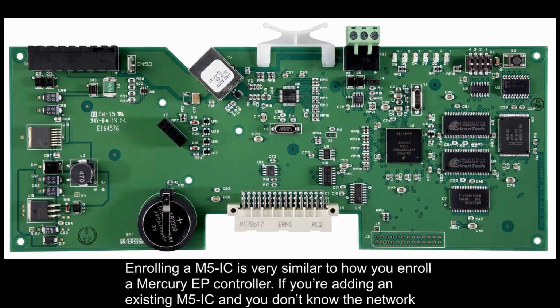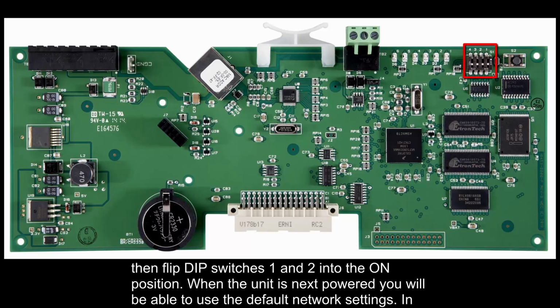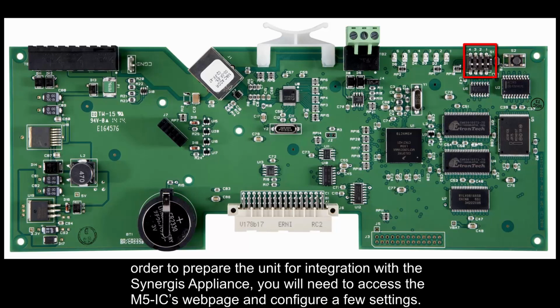Enrolling an M5 IC is very similar to how you enroll a Mercury EP controller. If you're adding an existing M5 IC and you don't know the network settings, you can connect to it using the default IP address. In order to connect using the default IP address, you need to power down the M5 IC and then flip dip switches 1 and 2 into the on position. When the unit is next powered, you will be able to use the default network settings. In order to prepare the unit for integration with the Synergis appliance, you will need to access the M5 IC's webpage and configure a few settings.